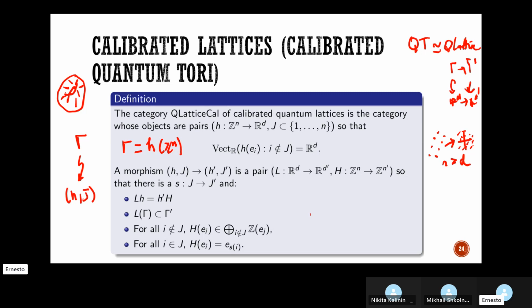Now it turns out that if you have a calibrated quantum lattice, you can get a quantum torus that is the same as a quantum torus when it's irrational, but it's a quantum torus together with its gerb when it's rational, and this is the gadget that does it. And so this category of calibrated quantum lattices is equivalent to the category of calibrated quantum tori. And we'll continue next time.